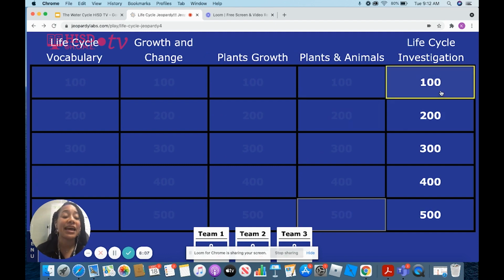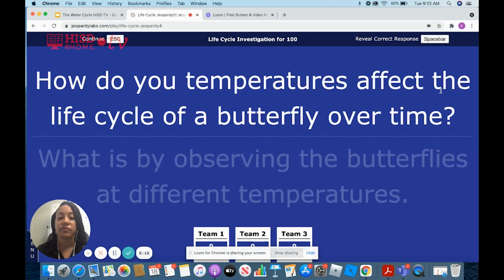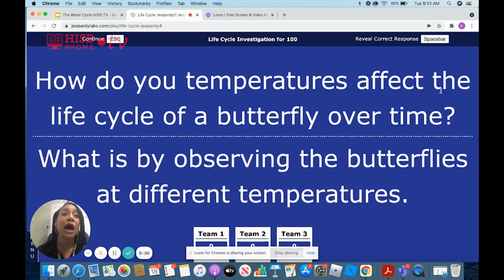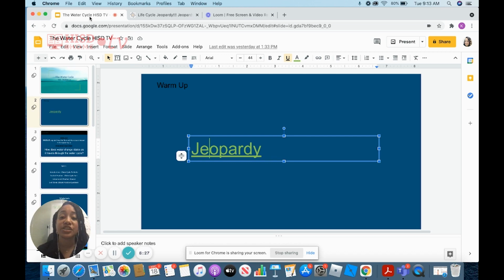And then life cycle investigation for 100. How do temperatures affect the life cycle of a butterfly over time? We observe the butterflies at different temperatures. And so we're going to stop here and then get back into today's session on the water cycle.